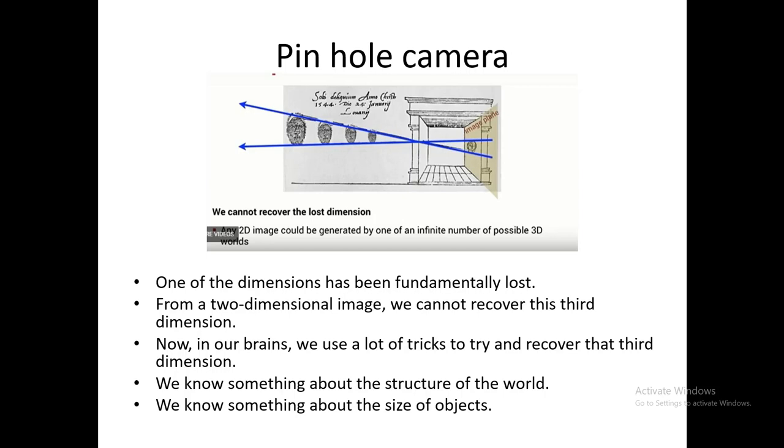Now our brain uses lots of tricks to try to recover that third dimension, and we know something about the structure of the world, we know something about the size of objects. In this way, the brain reconstructs the 3D objects from the 2D image.